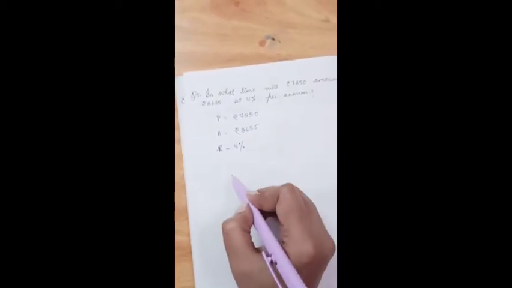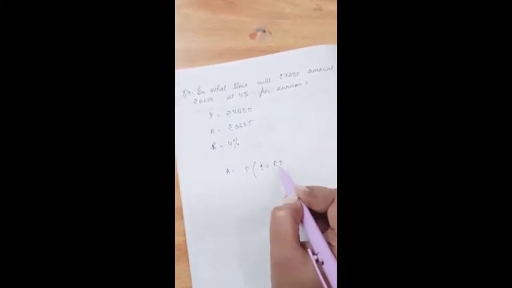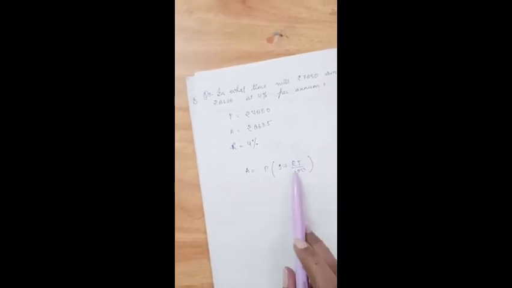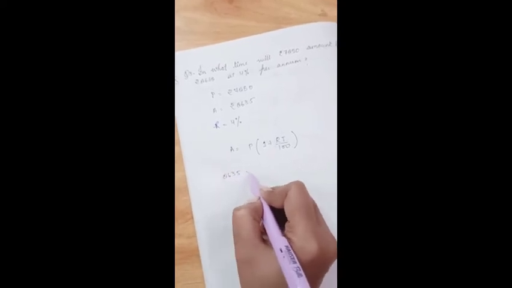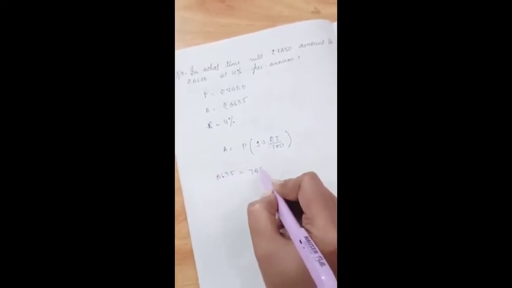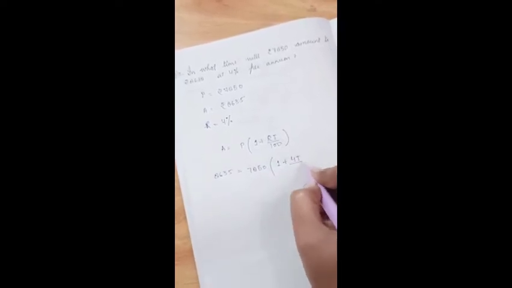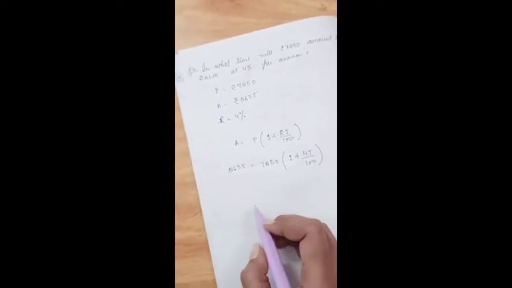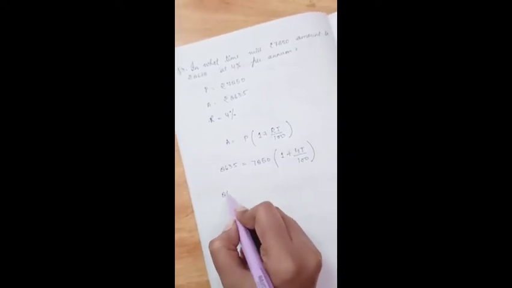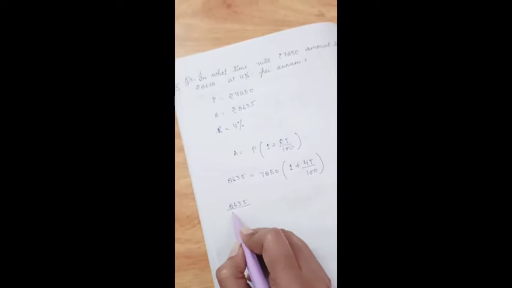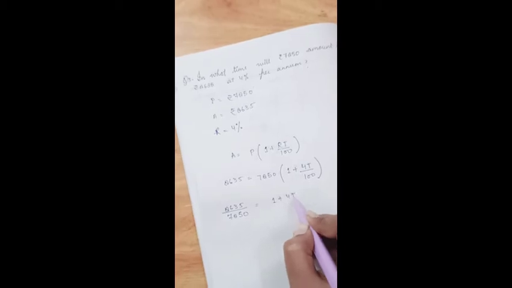So here we'll use this formula: A is equal to P bracket 1 plus RT divided by 100 to find the time. Now amount is 8635 is equal to principal 7850 bracket 1 plus R is 4 and time we don't know, so we write T here, divided by 100. Now this 7850 is in multiplication. When we transfer this here, we divide: 8635 divided by 7850 is equal to 1 plus 4T divided by 100.